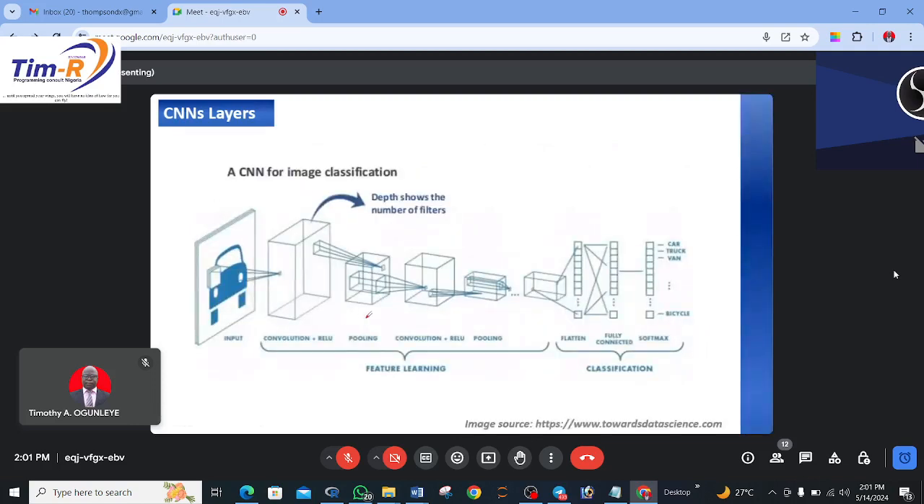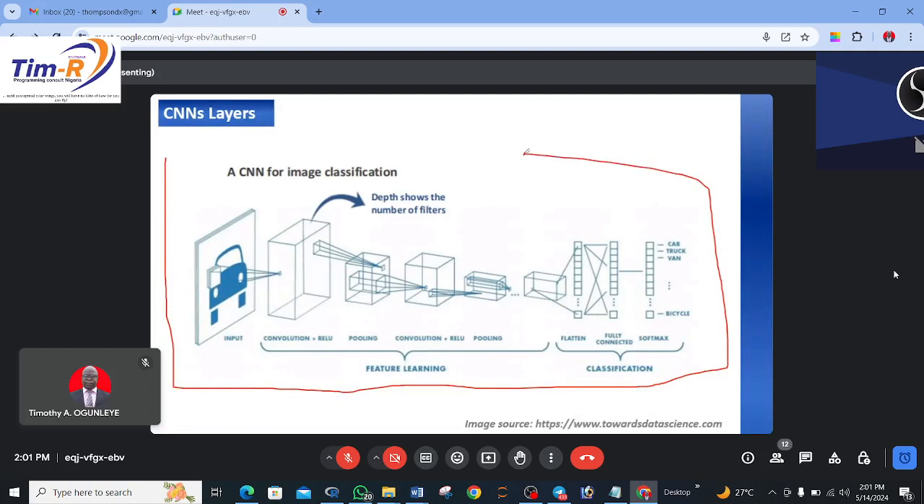This image is a very popular image that we might have seen almost anywhere. This is what the CNN does for image classification. Let's say we have input images and we have extracted some features from them. Those features are passed into the convolution plus ReLU, which is this here. And this shows the depth. The depth shows the number of filters.